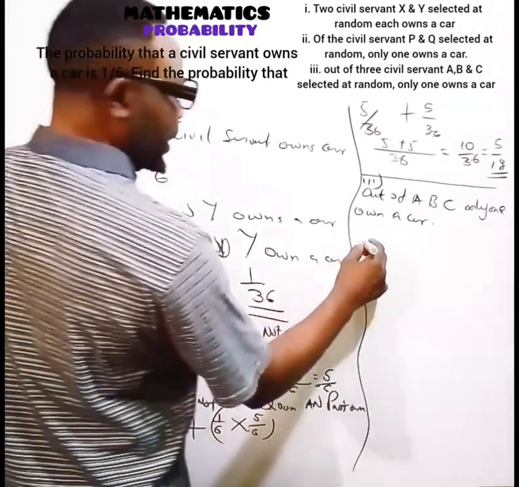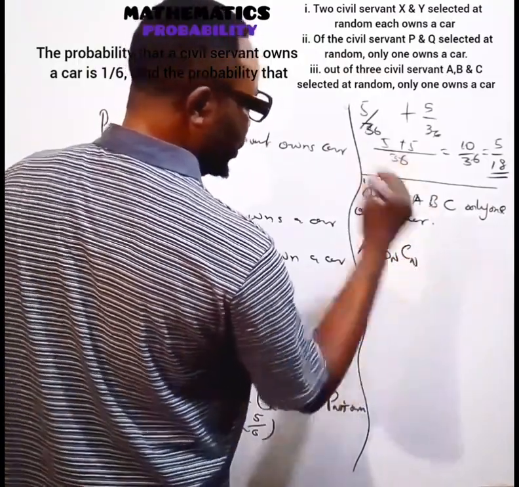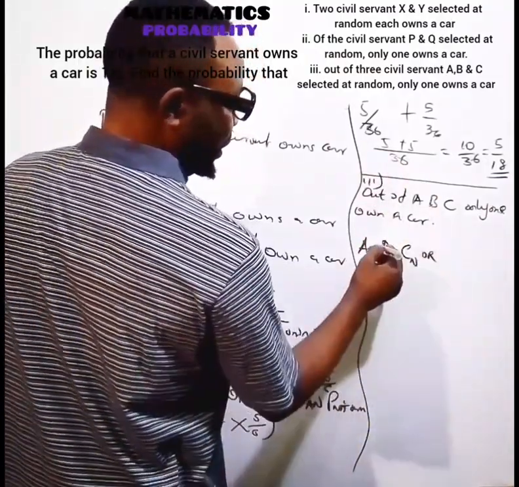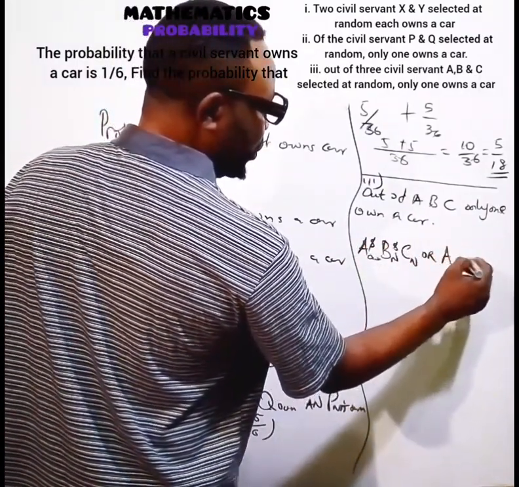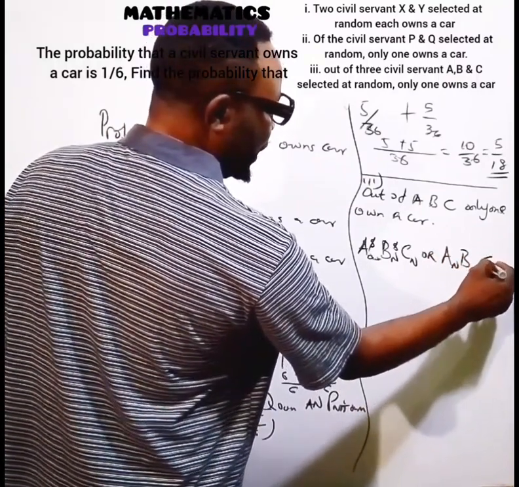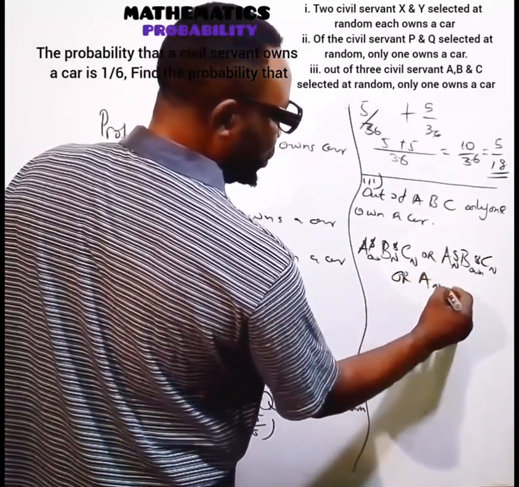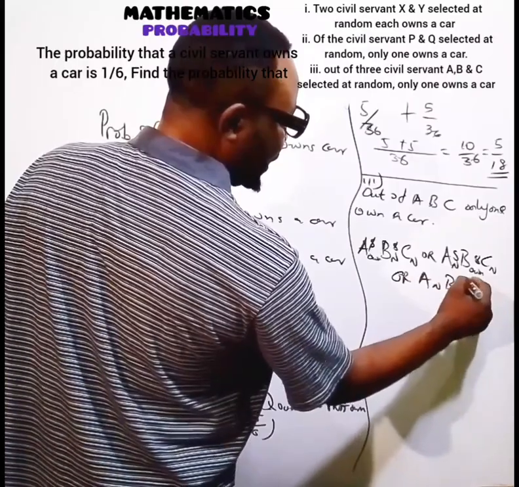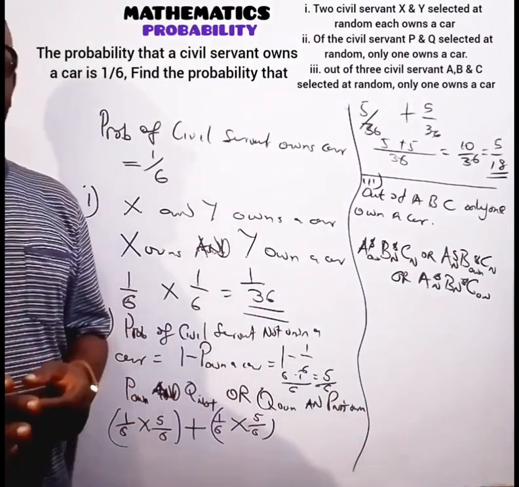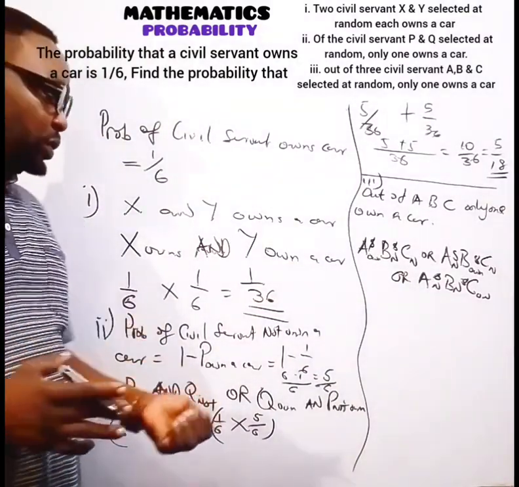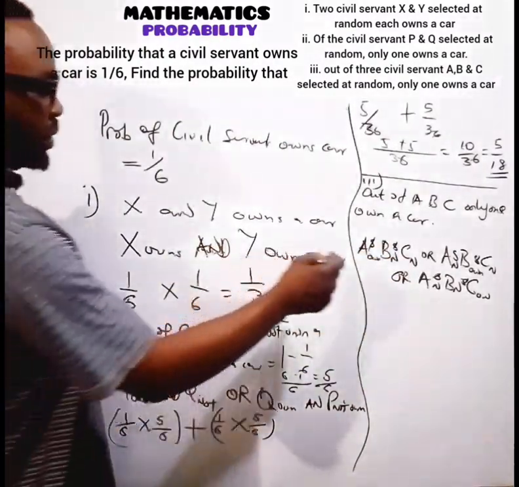It means that A owns, B not own, C not own. Or, don't forget this "and", or A not own, B own, C not own. And, or A not own, B not own, and C owns a car. So that's the probability of what is going to happen if only one of the 3 of them owns a car. So we are going to have it this way now.